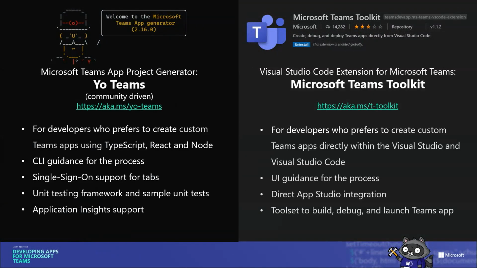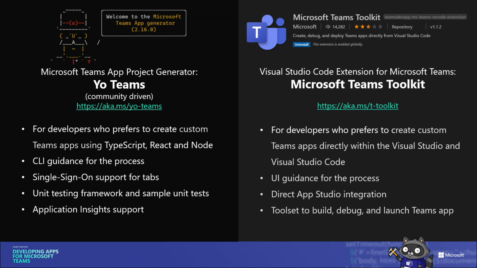Well, so you actually described it very well. We have two different great tools. Developers can use any of them depending on their preference. Oh, yes. For example, Yo Teams generator is for developers who prefer to create apps with TypeScript. If you like CLI development, Yo Teams could be a good choice for you. Exactly, nice one. On the other hand, Microsoft Teams Toolkit is for developers who prefer to build Teams apps directly within Visual Studio or Visual Studio Code. It's a new, evolving extension. If you prefer visual guidance, Toolkit might be your choice.